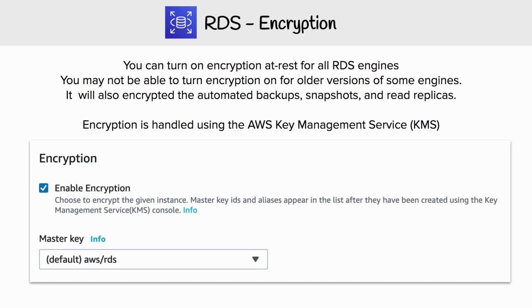And encryption is handled by AWS Key Management Service, KMS, because it always is. So you can see it's as simple as turning on encryption, and you can either use the default key or provide another KMS key that you created.